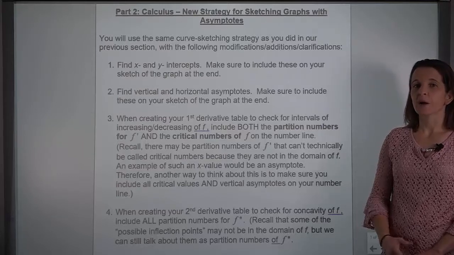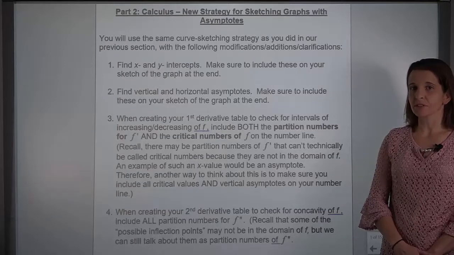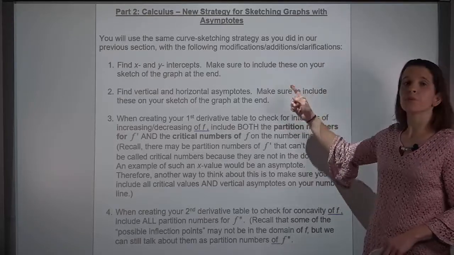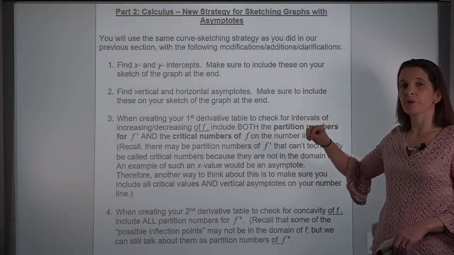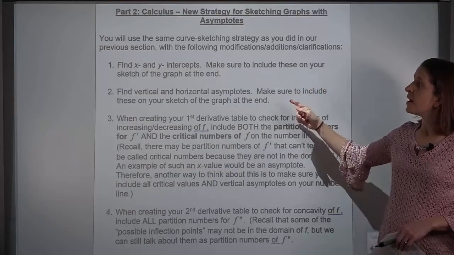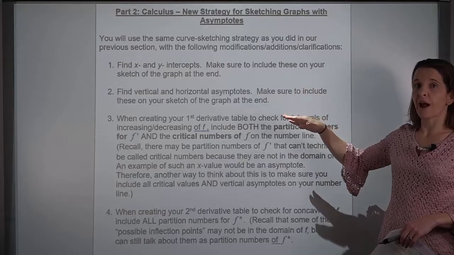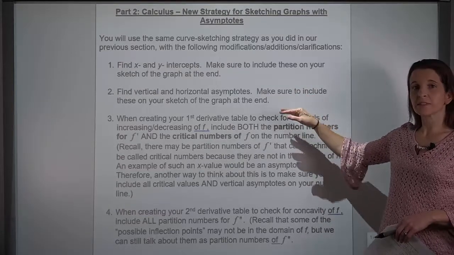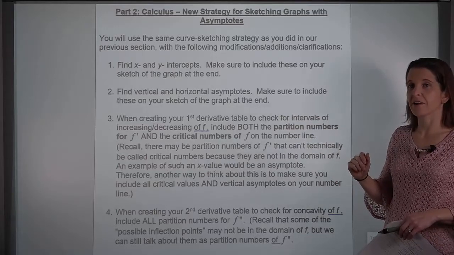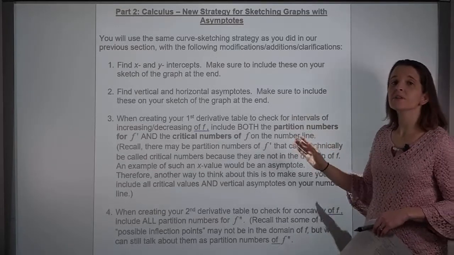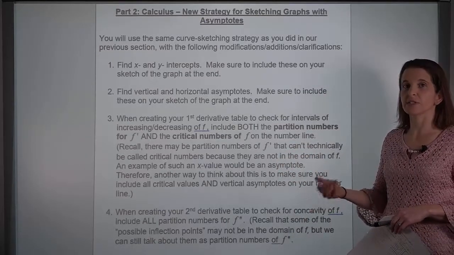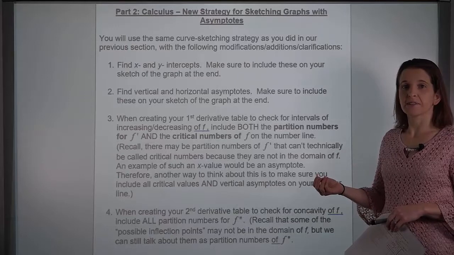We're just going to add a couple things that we're going to check in the beginning first. Same thing as before, but we are going to have some extra parts where we are asked to find the x-intercepts, the y-intercepts, and then we'll include those on our graph when we get to the end. We'll want to find the vertical and horizontal asymptotes and include those with dashed lines on our graph at the end.